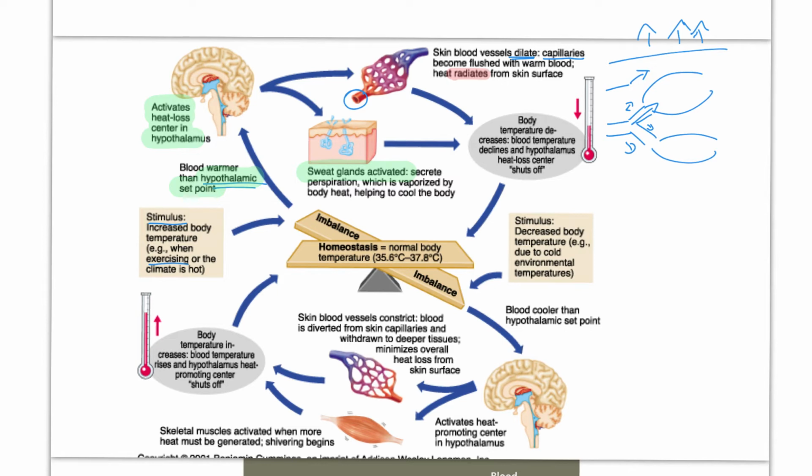If the stimulus is decreased body temperature, so your blood is now cooler than the set hypothalamic point, this activates the heat promoting center in the hypothalamus, and it causes skeletal muscles to become activated. They shiver. This means they do more aerobic respiration. The aerobic respiration releases heat as a waste product. This heat is given off and it warms you up.